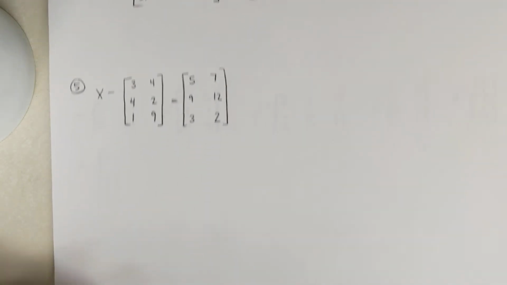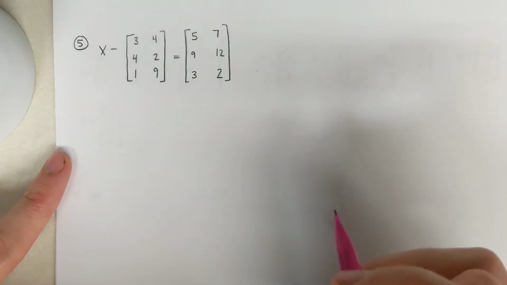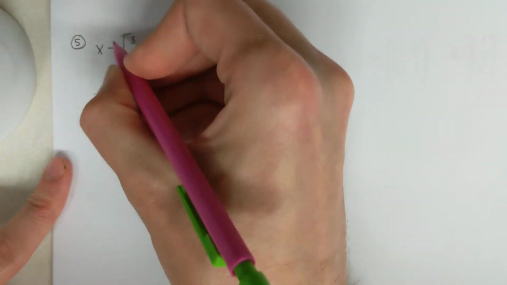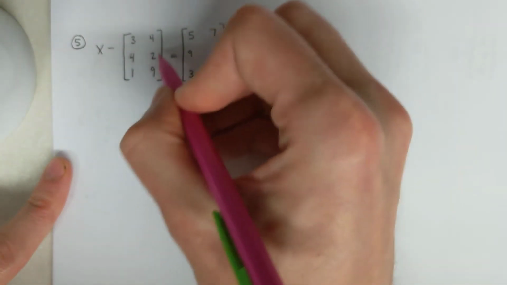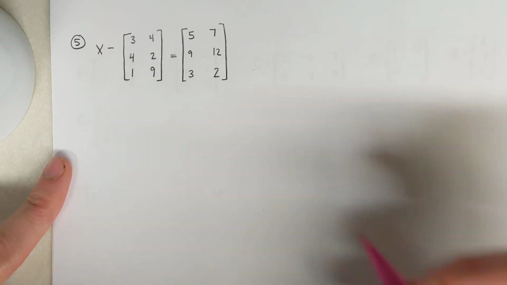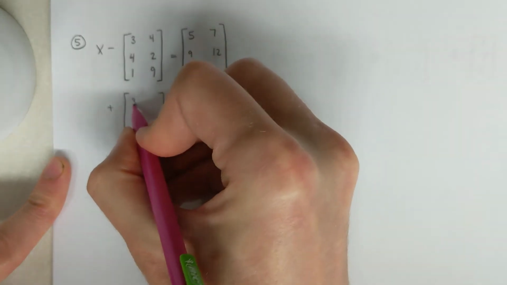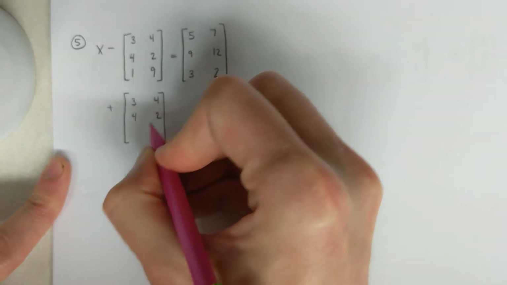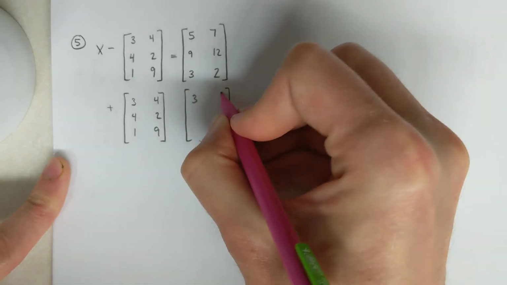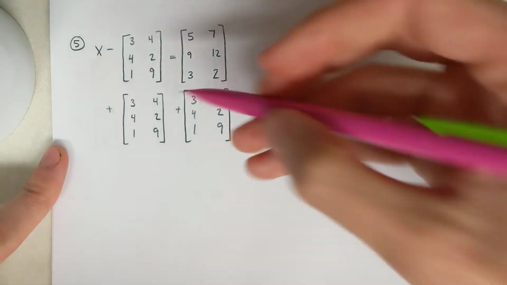We can also do problems like number 5, where you are solving an equation for x. As long as it's solving with adding and subtracting, there's not a whole lot to think about here. So for example, here I want to get x by itself, so I need to get rid of this matrix. Currently it's being subtracted. As you know, you can undo subtraction by adding. So just like you would with a regular equation, we can add this to the other side. Okay, and these will cancel.